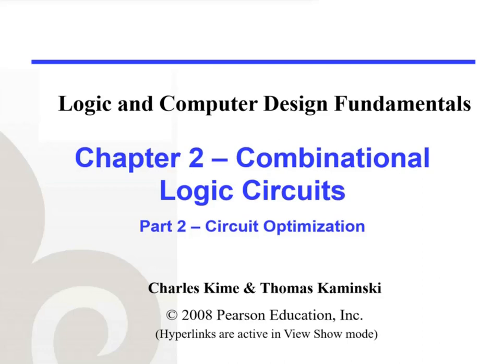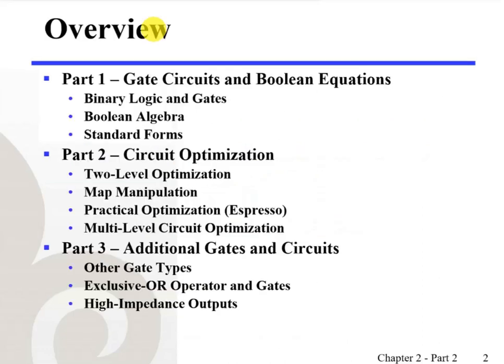Hello students, today we will study the topic of circuit optimization. In part 1 of chapter 2, we studied gate circuits and Boolean equations and Boolean algebra techniques. We also studied standard forms, canonical forms of Boolean expressions. We reviewed 3 different types of gates: AND gate, OR gate, and NOT gate.